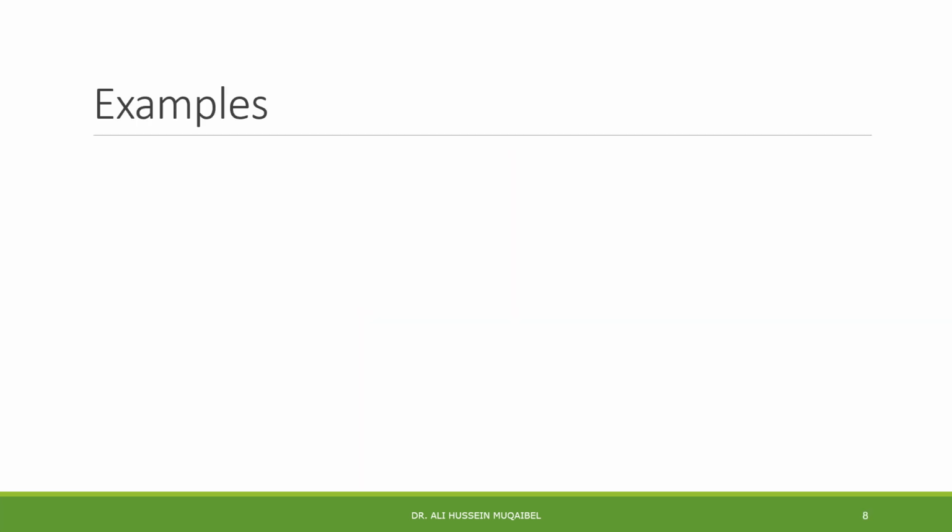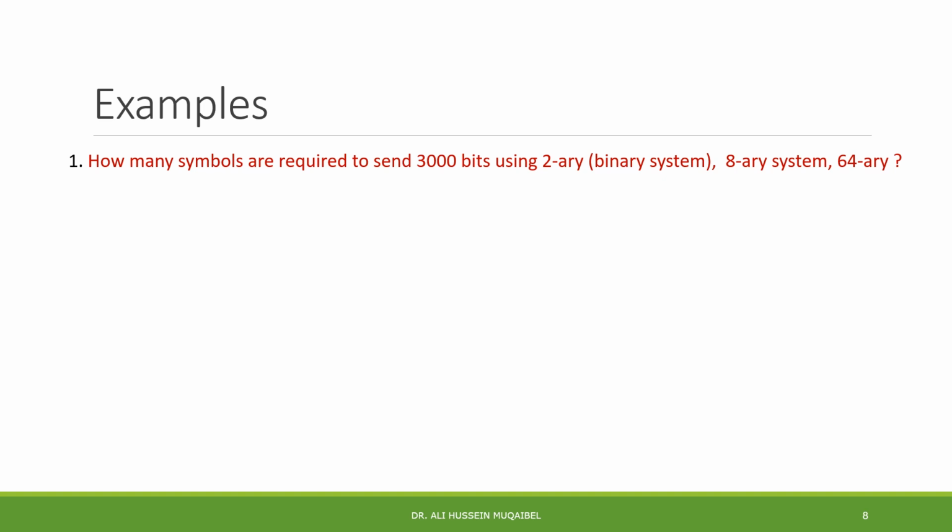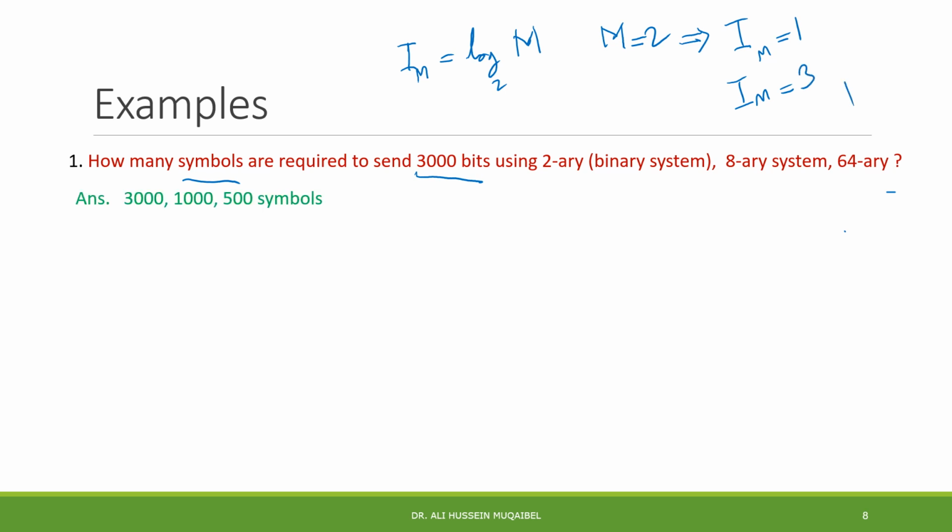Example: how many symbols are required to send 3000 bits using a 2-ary binary system, an 8-ary system, and a 64-ary system? In the question we are given the number of bits, and we are asked for the number of symbols. What relates the two together is Im, which equals log base 2 of capital M. For the case M equal to 2, we get Im equal to 1. For the case of M equal to 8, we get Im equal to 3. And for M equal to 64, Im becomes 6. So this is the relation.